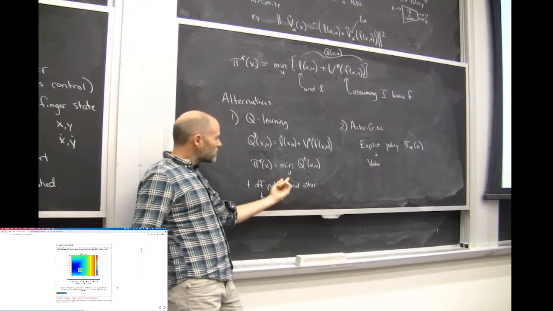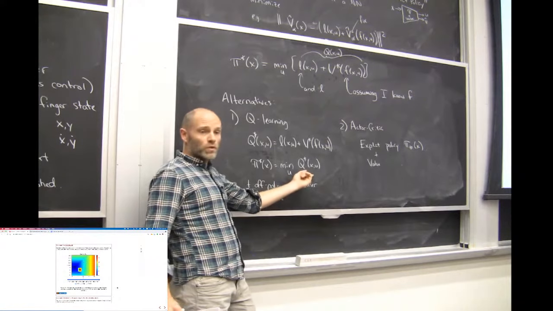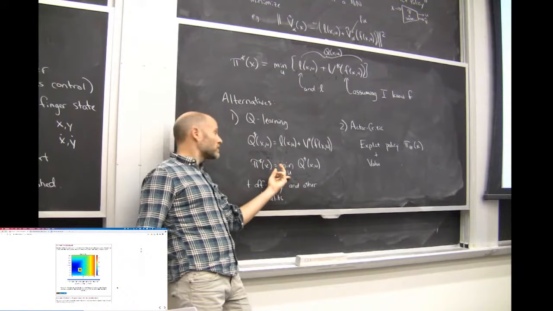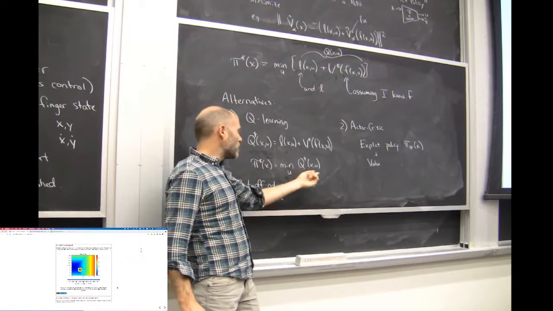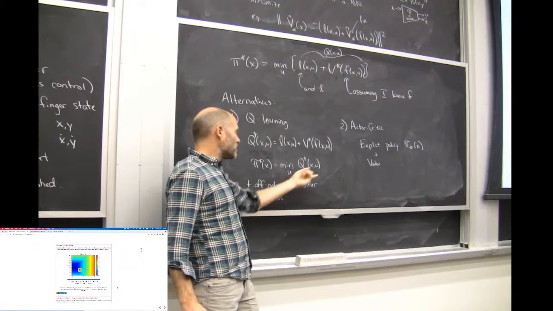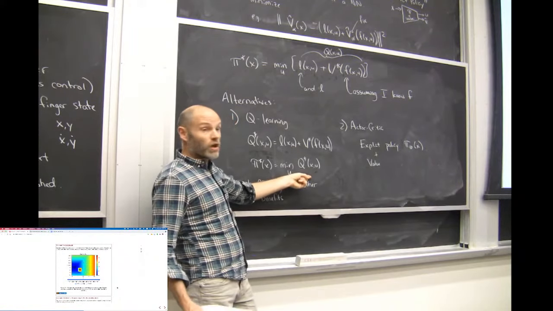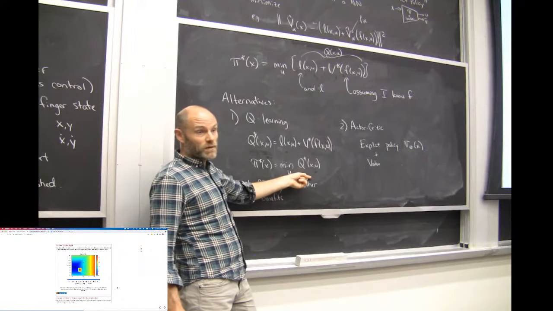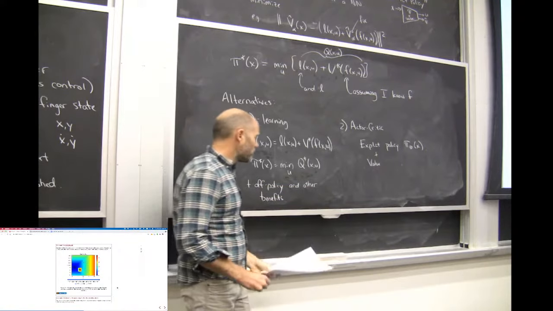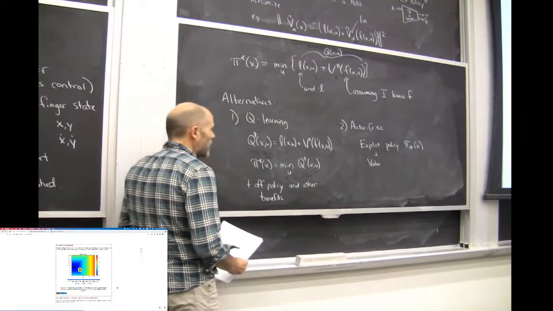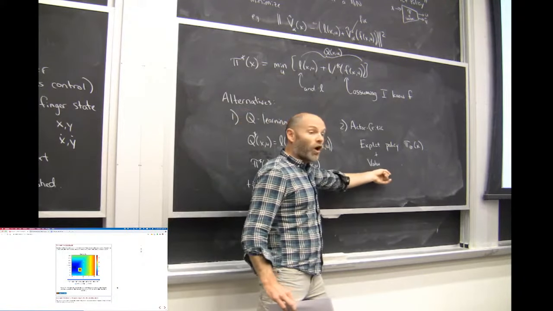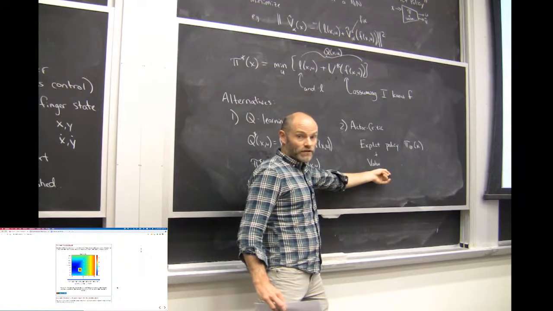Now it's interesting, this min over u for Q is a non-trivial problem to solve, potentially. If Q is a deep network and u is a continuous action space, then that amounts to solving some potentially very non-convex problem in order to take your actions here. So as a result, for continuous action spaces, people often prefer actor critic, right?